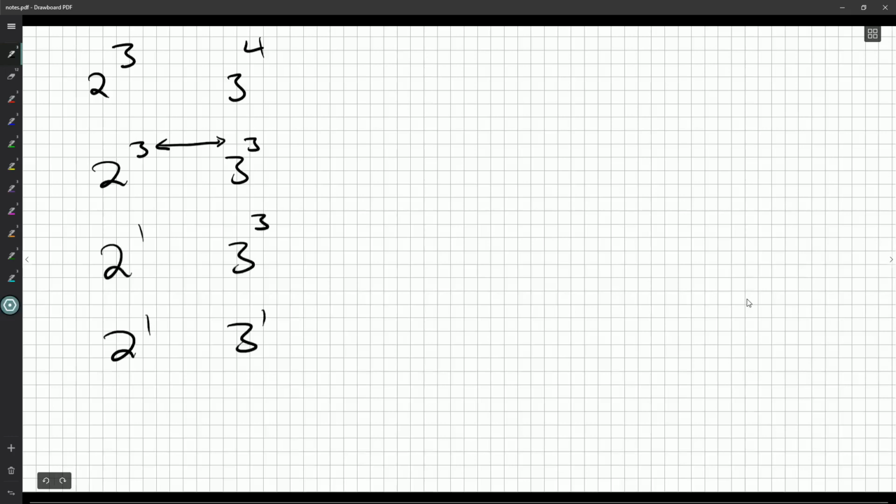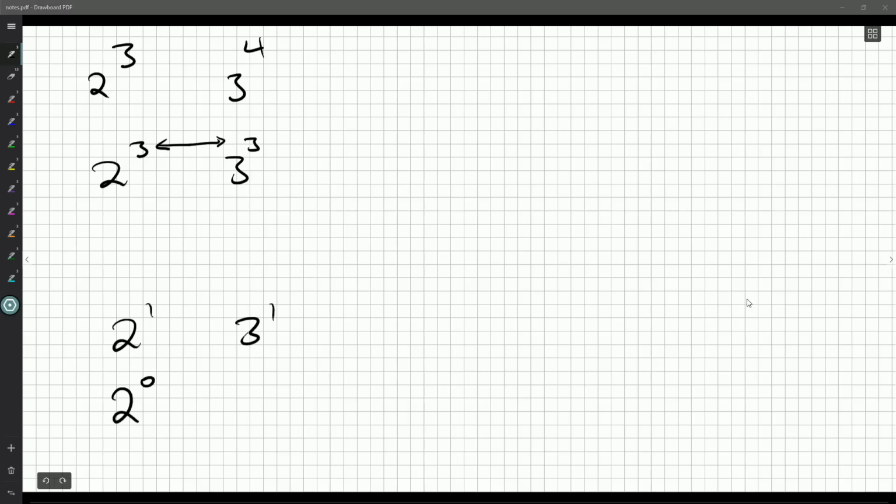And then... Well, hold on. Yeah, if we reach all the way down to 2 to the 1 and 3 to the 1, then Beryl could do 2 to the 0, which is 1, and Alphonse can't follow, so then he would lose. So that might be a losing strategy, almost. But I like the simplicity of that.